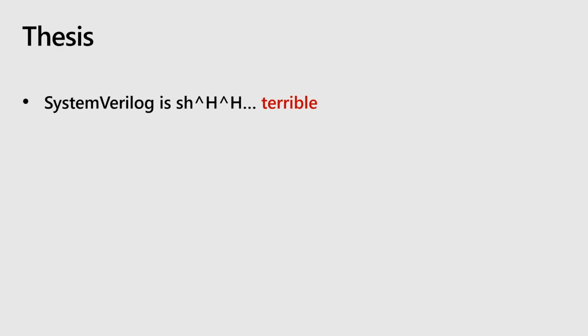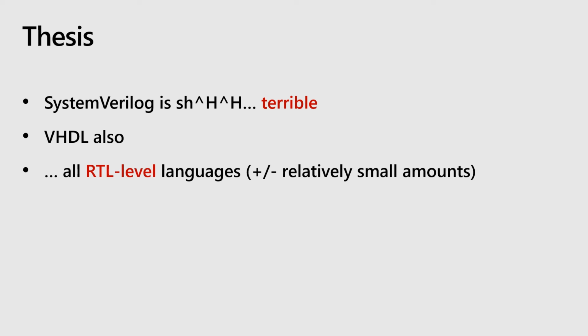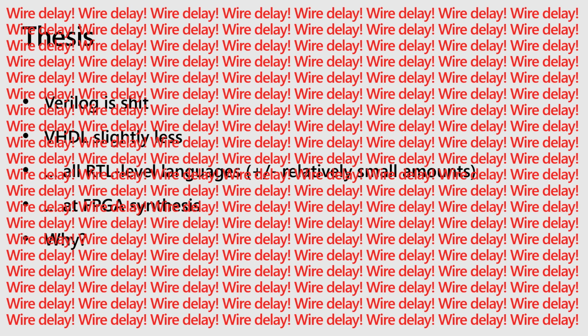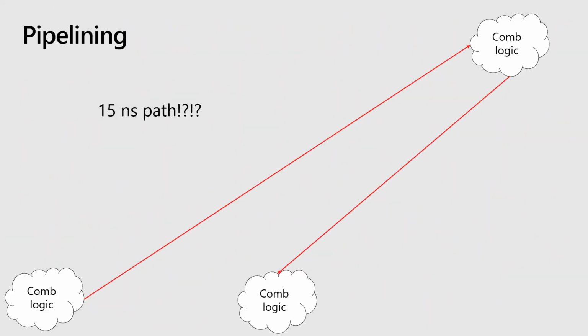So Verilog, it's just terrible. VHDL is not much better. Basically all RTL level languages are really bad at describing FPGA designs that you really want to be high performance, because, well, I already covered this, wire delay. Say you've got this design, the slide being the physical chip, and this combinational circuit has been extended out to opposite sides of the chip.